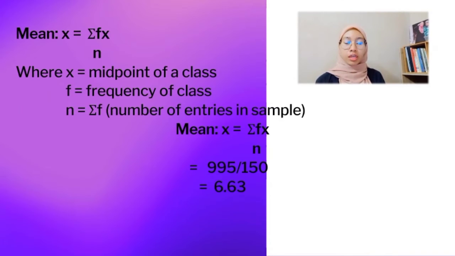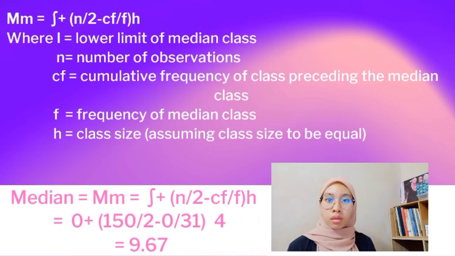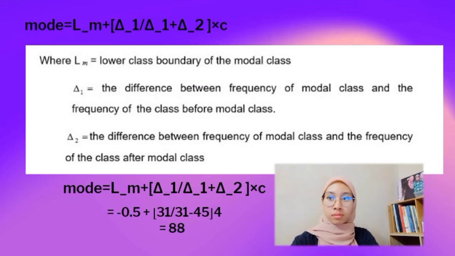Okay, same like the advertising, we use this formula to find the mean for this sales. So the total mean for this sales is 6.63. Okay, this is the formula to find the median for this sales. The total median for this sales is 9.67. Okay, this is the last one, the formula to find the mode for this sales. So we use this formula and then we get the answer is 88 for the mode for this sales.